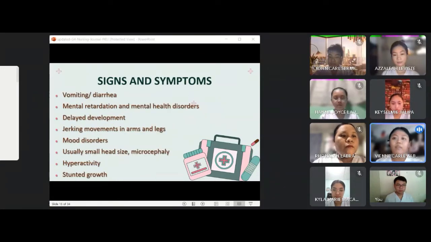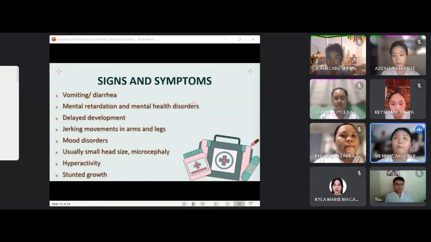Then we have vomiting and diarrhea. The vomiting is due to a toxic effect of phenylalanine on the brain, and the diarrhea can be caused by a variety of tissues and occurs when low blood PHE concentrates over a longer period of time. Then the mental retardation and mental health disorders. The mental retardation occurs when a person consumes too much phenylalanine, while examples of mental health disorders are anxiety, depression, and many more.